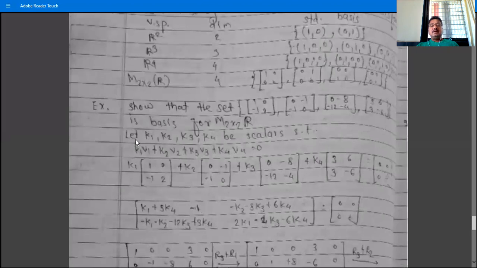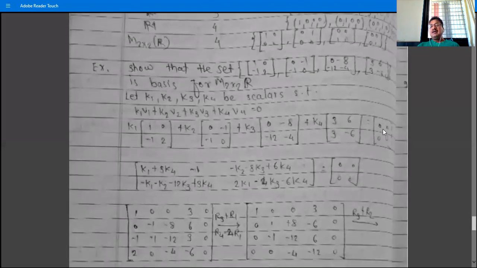This is a repetition of the previous examples, the examples of linearly independent vectors. There are 4 vectors, so take 4 scalars. Let k1, k2, k3, k4 be scalars. Suppose these vectors are v1, v2, v3, v4. So k1 v1 + k2 v2 + k3 v3 + k4 v4 = 0. Substitute v1, v2, v3, v4. Here 0 means the zero vector of M2x2(R), which is the 2 by 2 zero matrix, where all entries are 0.